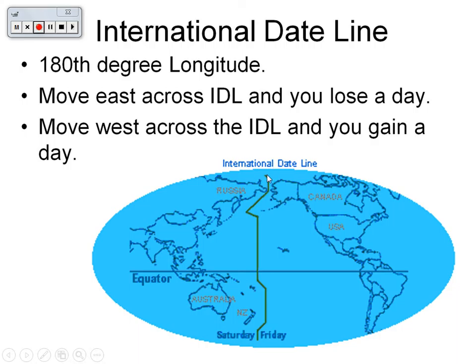Notice that the international date line is curved. It goes around the Aleutian Islands and around parts of Russia and around these Pacific Islands, and that is because we do not want one country split up into 2 days.